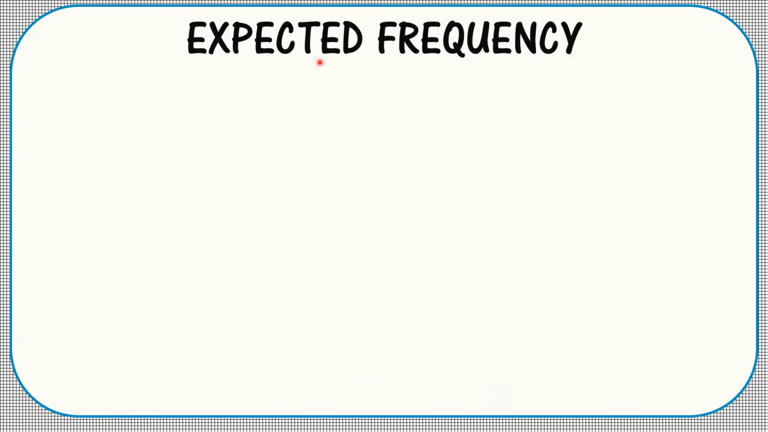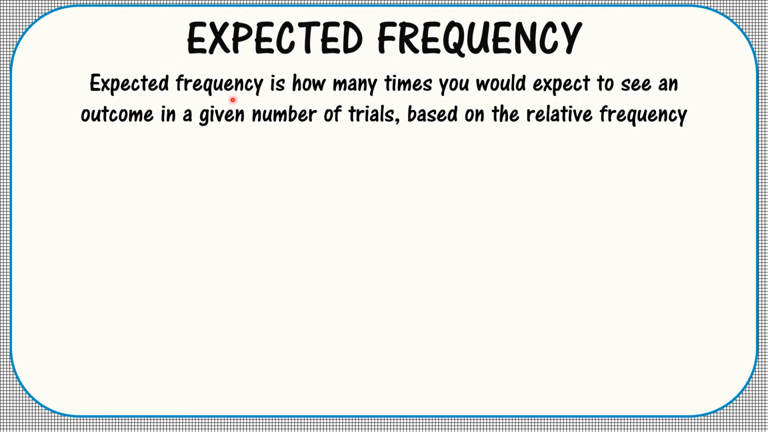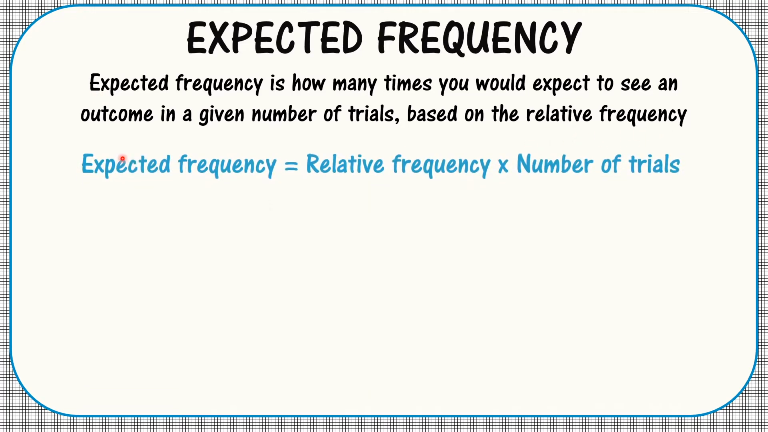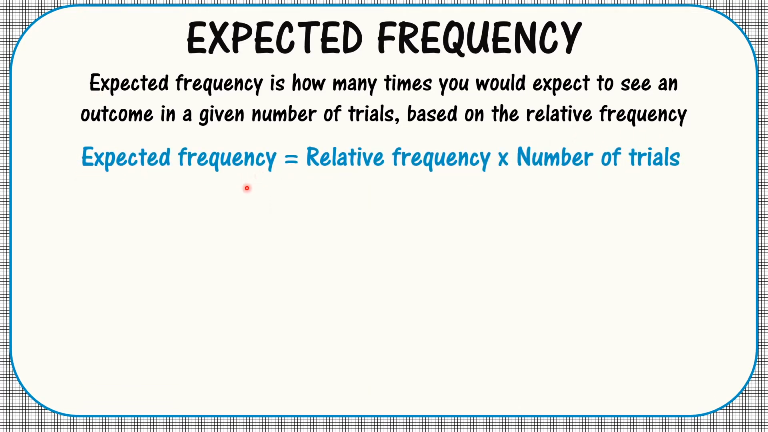Now that we know what a relative frequency is, let's go through expected frequency. So expected frequency is how many times you would expect to see an outcome in a given number of trials based on the relative frequency. So it is expectations based on a relative frequency. We could therefore say that the expected frequency is equal to the relative frequency multiplied by the number of trials.